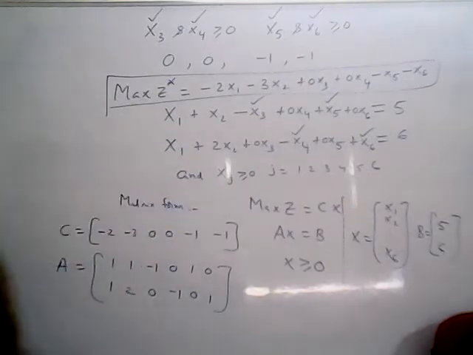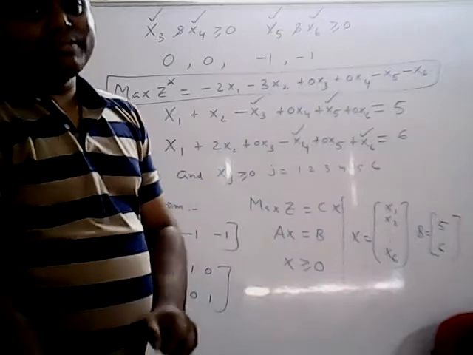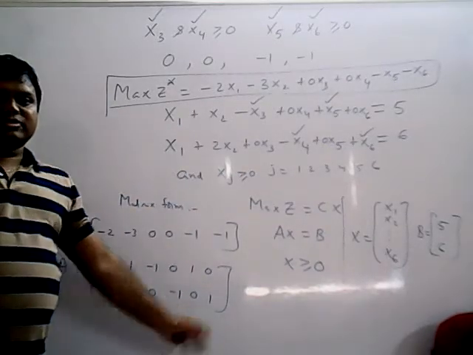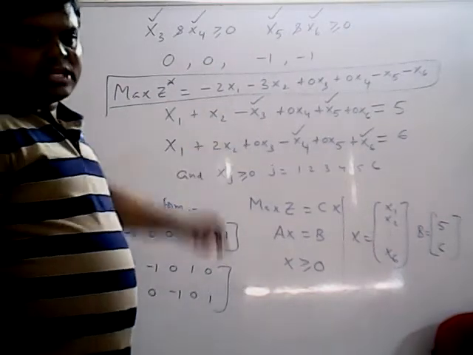Up to this, the procedure is the same for the big-M method, the two-phase simplex method, and even the ordinary simplex method also. Up to the matrix form, the procedure will be the same. Now in the big-M method and simplex method, you will continue with the starting table.